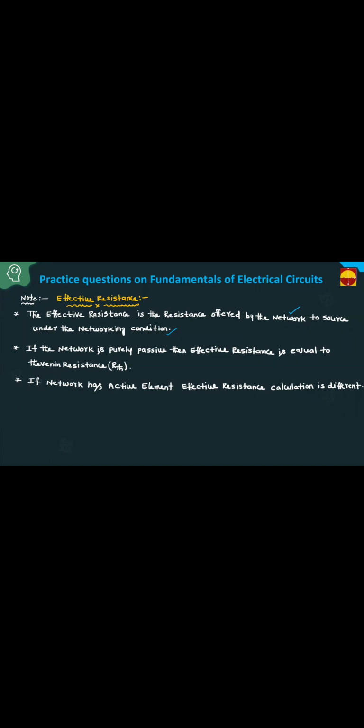But point to remember, students, if any network consists of a dependent source without any independent source, then that network is totally a passive network. Even though a dependent source is present, if there is no active element, then it is a passive network only. If the network is purely passive, then effective resistance is equal to Thevenin's resistance. If the network has an active element, that is, if it consists of an independent source, then the effective resistance or input resistance calculation is different.